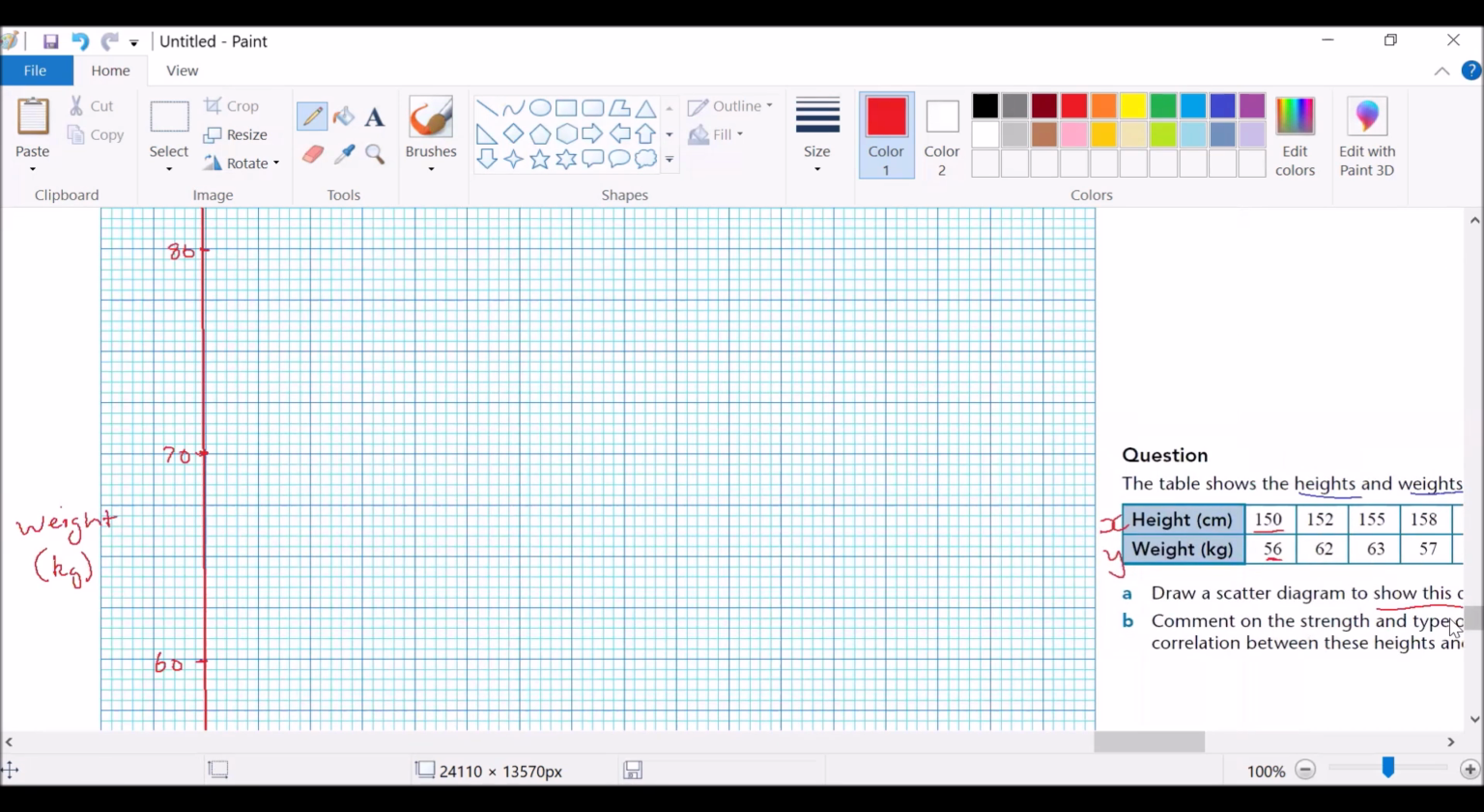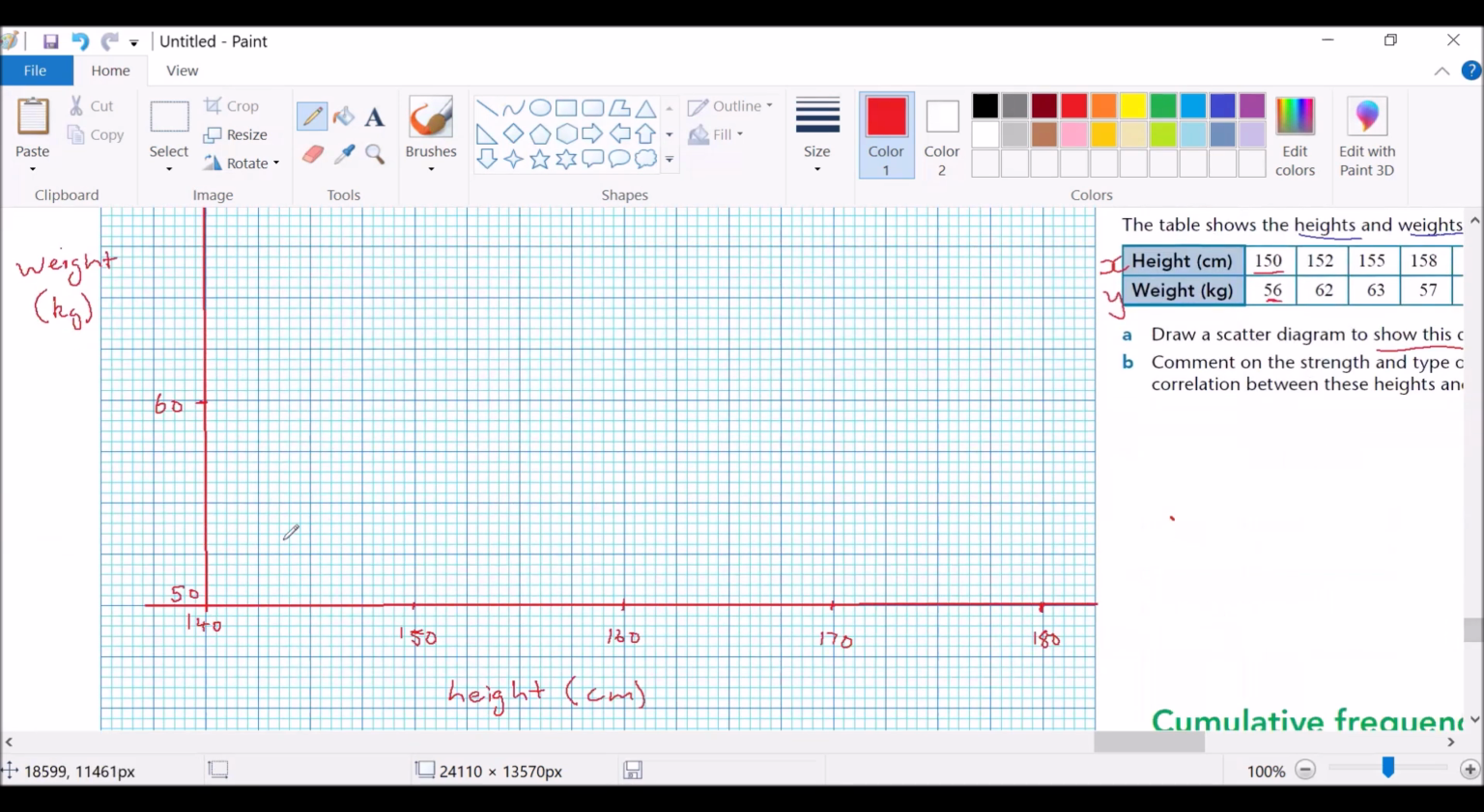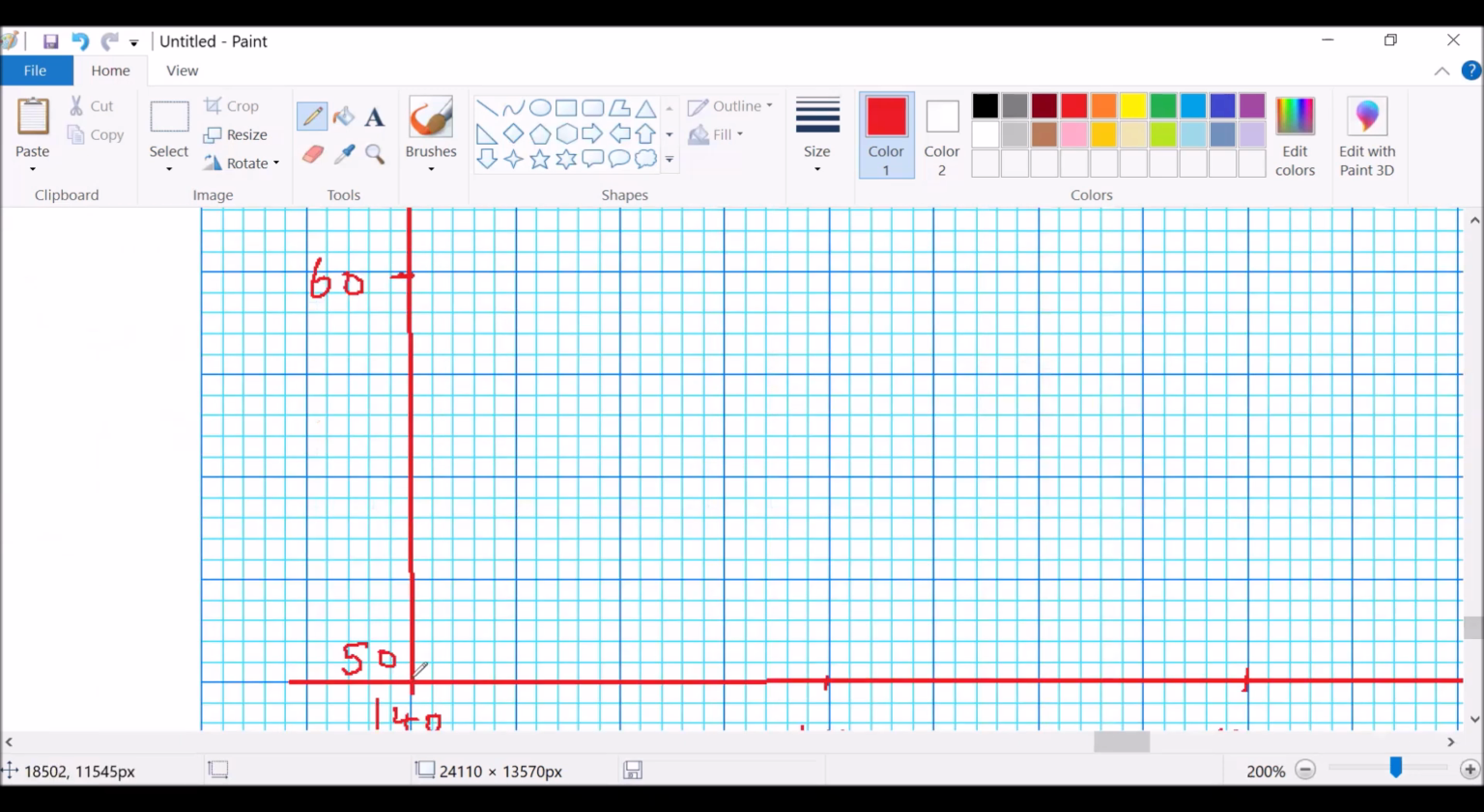So our scale is such that two squares are representing 1 unit. This is 50, that is 51. This is 52, 53, 54, 55, 56, 57, 58, 59, then 60 there.